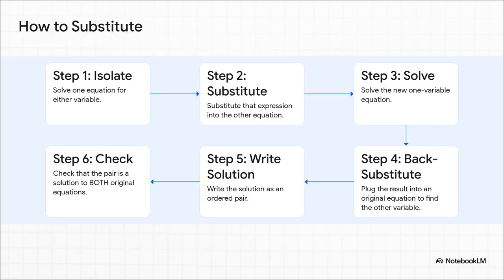And just like that, one of your unknowns is gone and you're left with a much easier problem. And here's the 6-step roadmap. You isolate, you substitute, you solve. Then you just work backward, plugging your answer in to find the other variable. And this part is super important. You always check your work at the end.